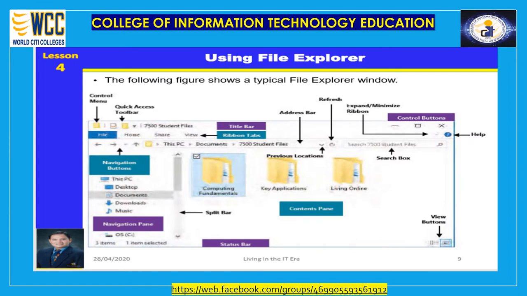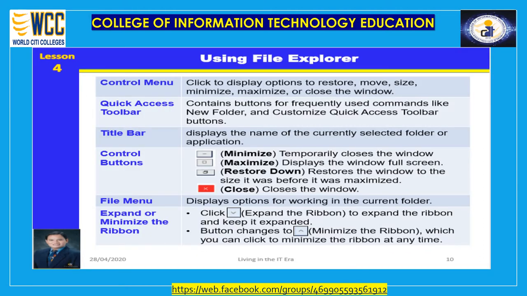So this will be an example, of course. We have a control menu on the left side. We have a quick access toolbar. We have an address bar, refresh, expand, minimize. We have help. We have a split bar at the left side, and of course at the bottom we have a status bar. We also have the navigation pane at the left side, and at the right side of the lower part are the view buttons. These are the functions of the different parts of File Explorer.